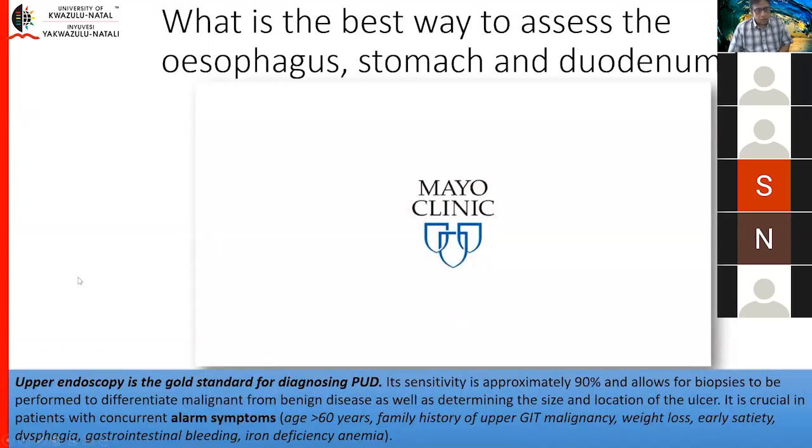That's a very simple explanation of what an upper GI endoscopy is all about. And it is, in fact, the gold standard for diagnosing peptic ulcer disease. In the past, before the advent of this type of technology, we were reliant on imaging investigations, x-ray investigations. That's where the barium meal and swallow, which I've discussed with you previously, and all those different modalities were used. But they were very indirect, and it was very easy to miss the pathology.